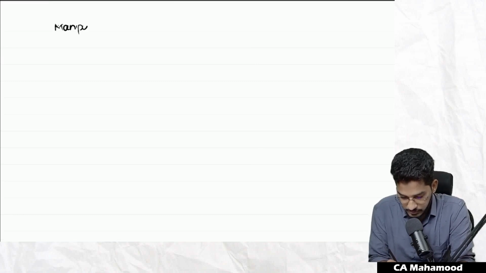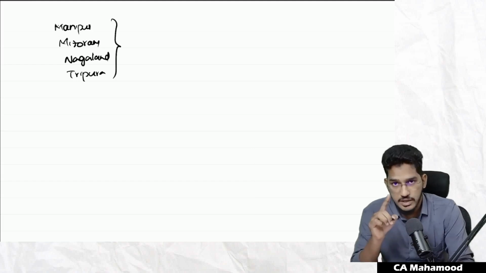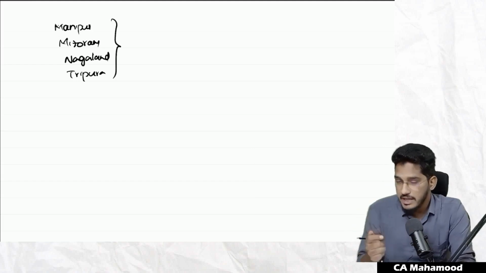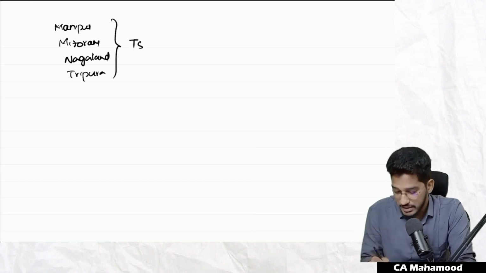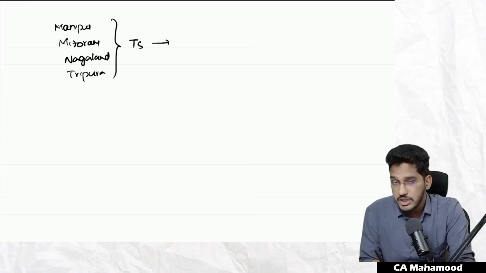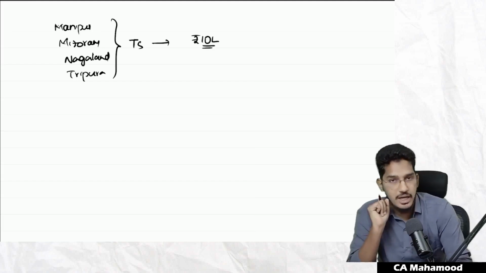Manipur, Mizoram, Nagaland, Tripura, MMNT. From any of these four states, if the supplier is making a taxable supply, then the threshold limit for getting registration is only 10 lakh rupees, not 20 lakh rupees.